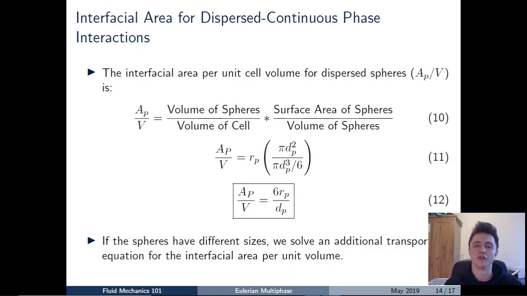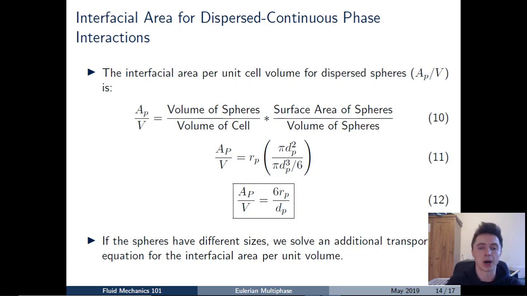The first one being the volume of all those spheres in the cell divided by the volume of the cell, multiplied by the surface area of all of those spheres divided by the volume of the spheres. And of course, if you look at equation 10, the volume of spheres cancels there if you want to get back to the original expression. Now, the reason we write it this way is that first fraction is of course the volume fraction of the spheres in the cell, R_p, and if we look at the fraction on the right hand side, well, the surface area of all the spheres divided by the volume of all the spheres. Doesn't matter how many spheres we have, that simplifies to the surface area of one sphere divided by the volume of one sphere. And we know what that is.